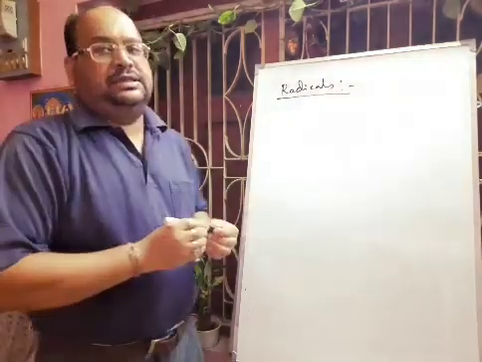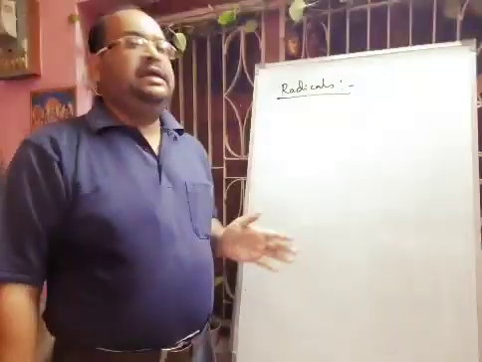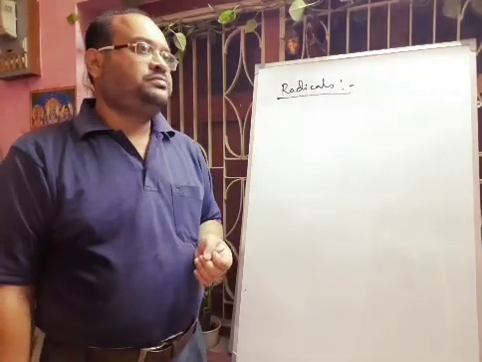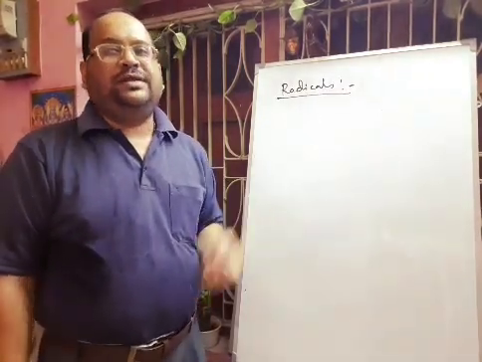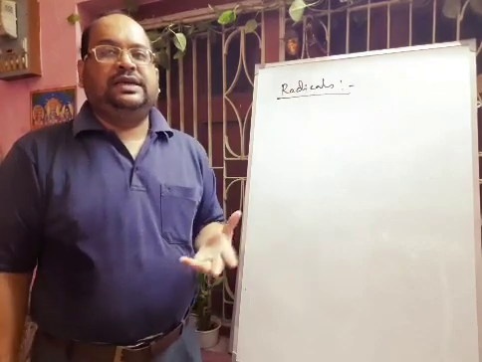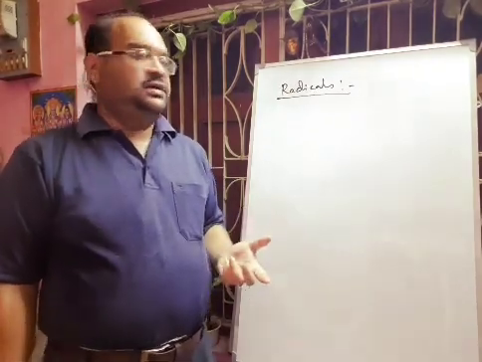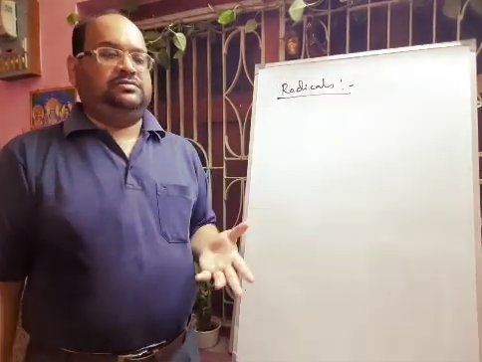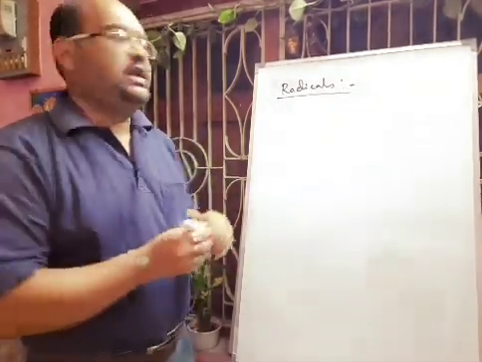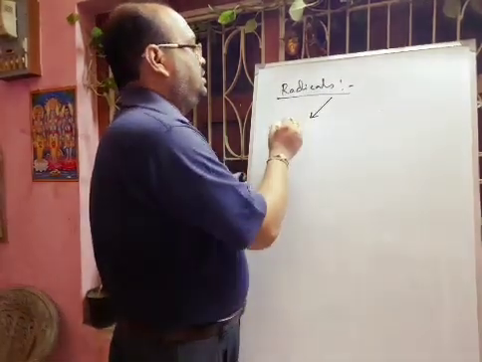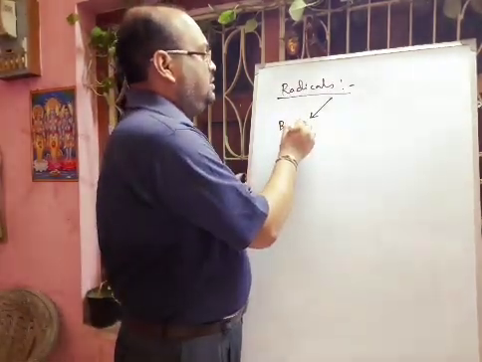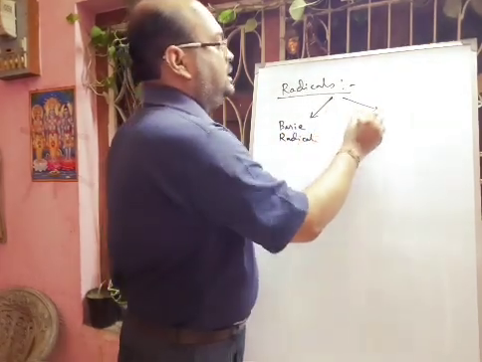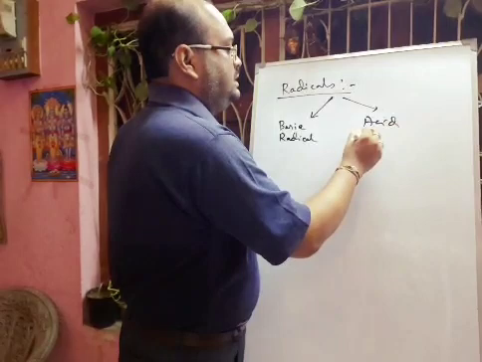Now what are radicals? A radical may be a single atom, or a group of atoms of different elements that behave as a single unit and with a positive or negative charge on it. And radicals are generally two types. One is called basic radical and another is called acid radical.